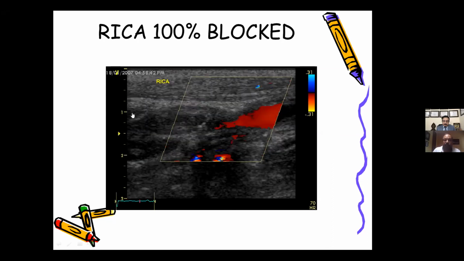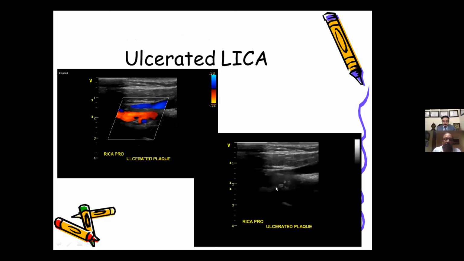because the small velocity in the proximal ICA is suggestive of possible distal obstruction. This is what I was saying. Look at this plaque over here. This is a plaque which is seen in the internal carotid artery. Look at the 2D morphology of this plaque. This plaque is absolutely ulcerated.